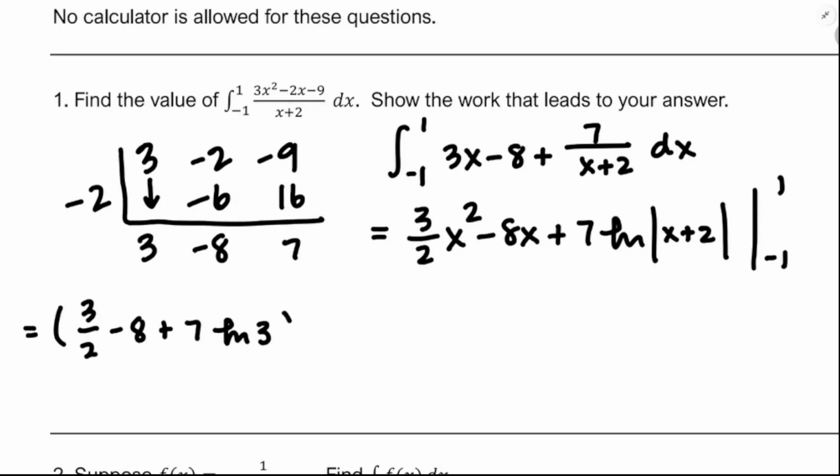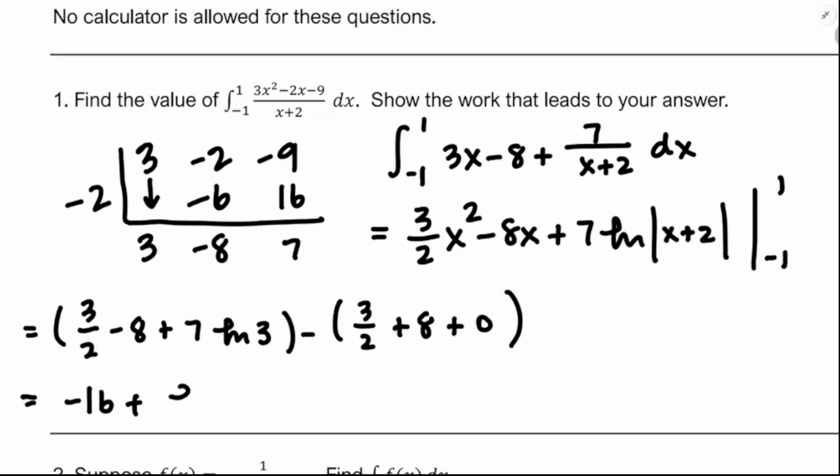And then I'll be subtracting what happens when I plug in negative 1, so that would be I get a 3 halves there. Negative 1 times 8 will be plus 8. And then 7 log of 1, that's a 0. Okay, so I've got all of that. Oh yeah, and this actually ends up being pretty easy to add together once I get all the terms written down, because I have 3 halves minus 3 halves, that goes away. Negative 8 minus another 8 is negative 16. So I'd have negative 16 plus 7 natural log of 3.